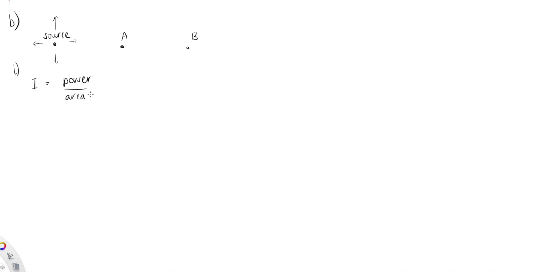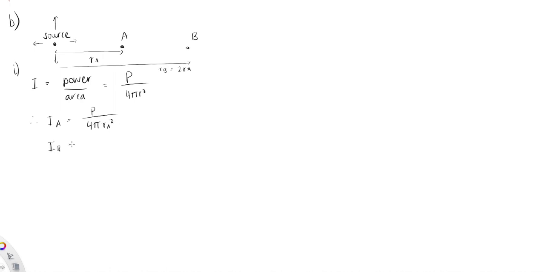Because this is uniform in all directions, the area is just the surface area of a sphere. So we can say that the intensity is power divided by 4 pi r squared. Now here we can say that the distance from the source to point A is RA, and the distance from the source to point B is RB, which is twice the distance of RA. Therefore, we can say that the intensity at A is power divided by 4 pi RA squared.